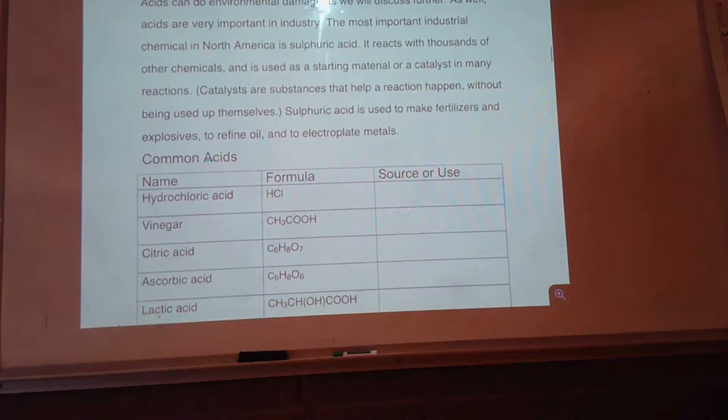Okay, so acids can do environmental damage, and we also use acids a lot in industry. So again, we use acids to make batteries and stuff like that, and they're useful because they can carry charge. And it's saying here that the most important one, used the most in industry, is sulfuric acid. Do you remember what the formula for sulfuric acid was?